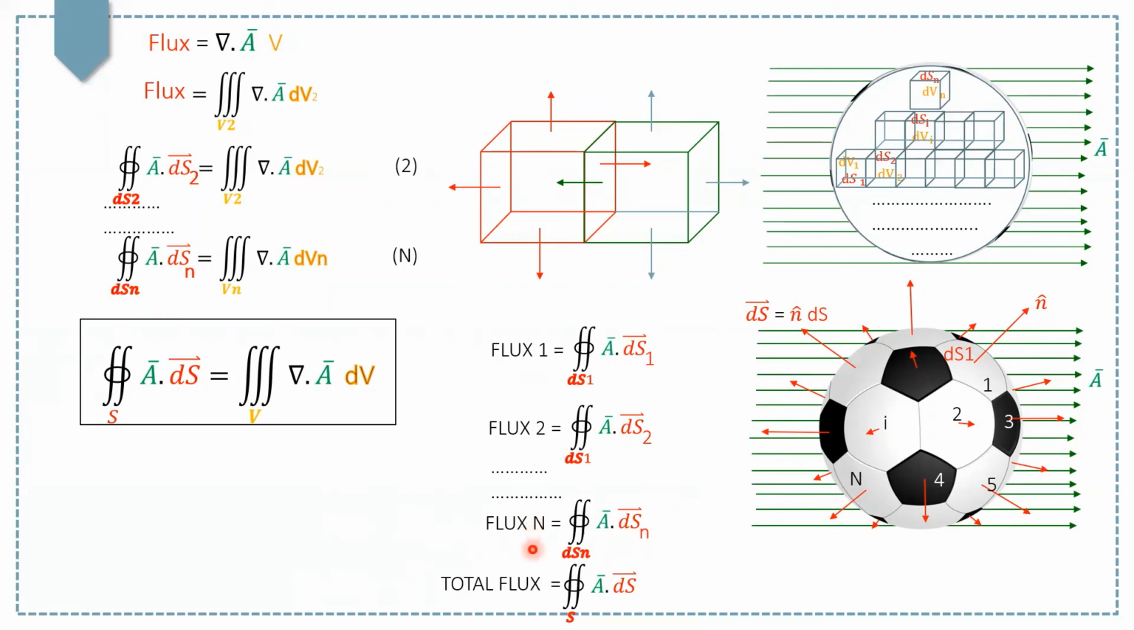Now, by summing up all of these fluxes, the total flux outside the surfaces of this object would be the closed surface integral of A dot dS. And this is nothing but the left-hand side of this equation.